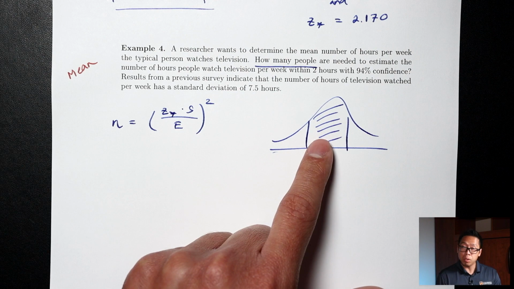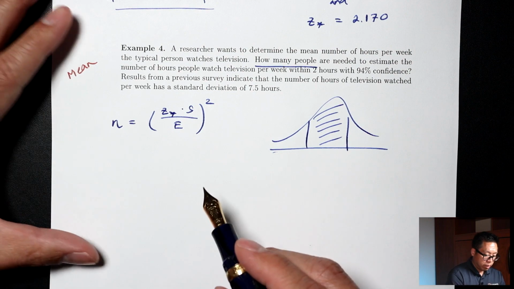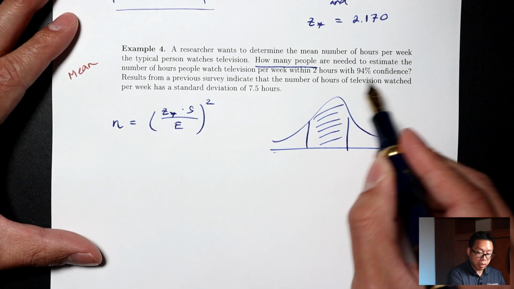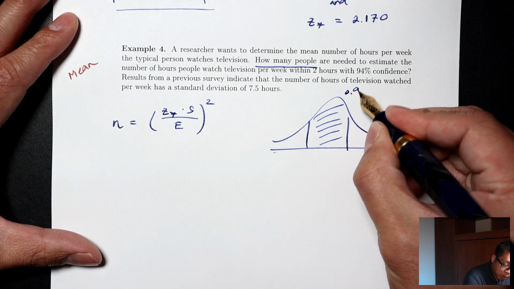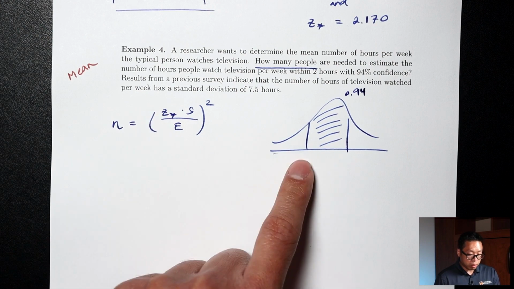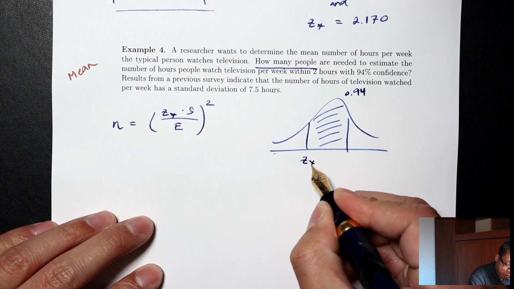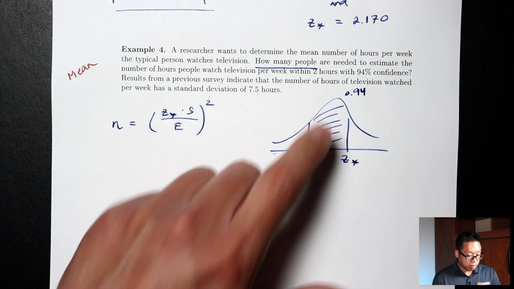The shaded area in the middle is the confidence level. So what confidence level are we talking about here? 94% confidence. Okay, so that's going to be, as a decimal, 0.94. That's the area in the middle. And we're talking about z stars here, so we're looking for z star. Okay, this is the area to z.